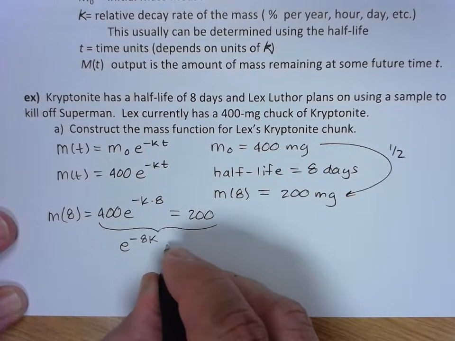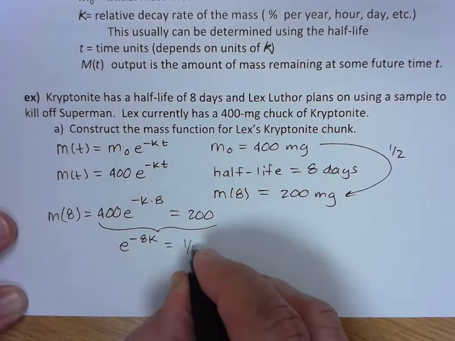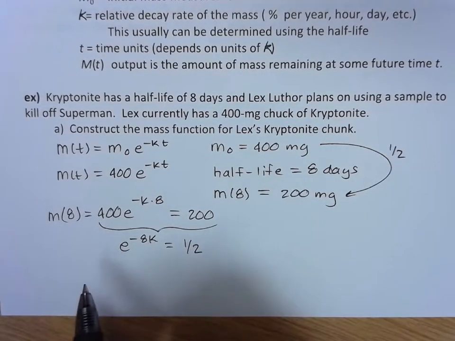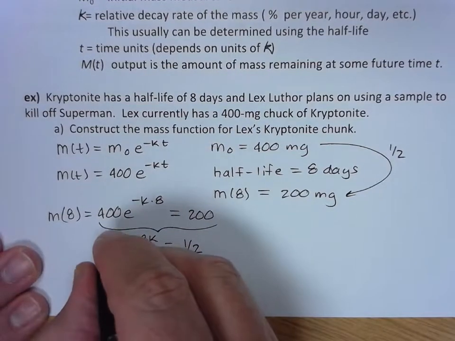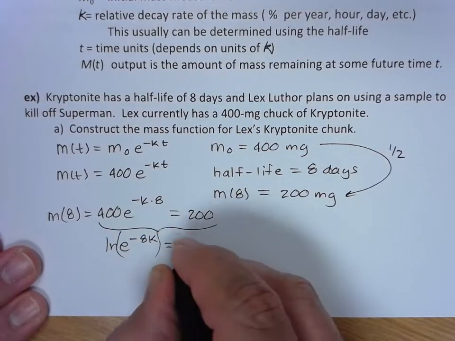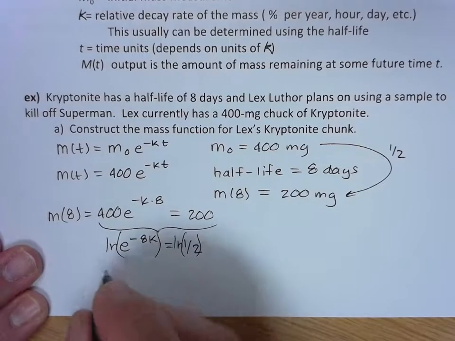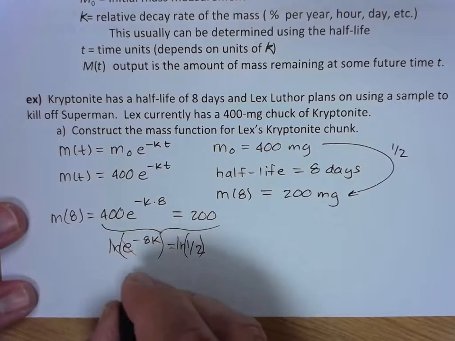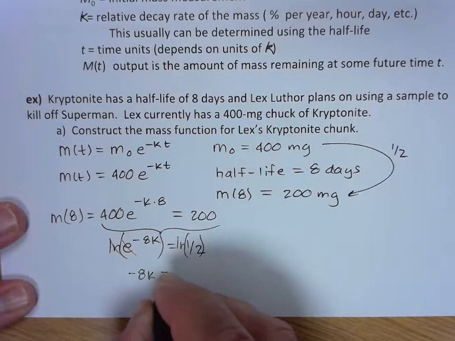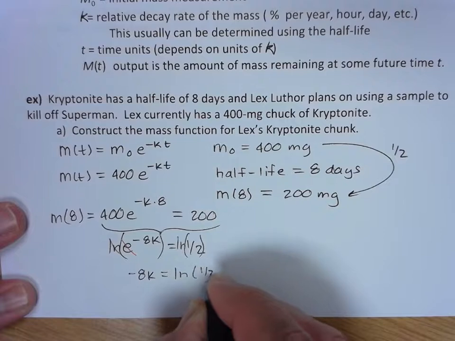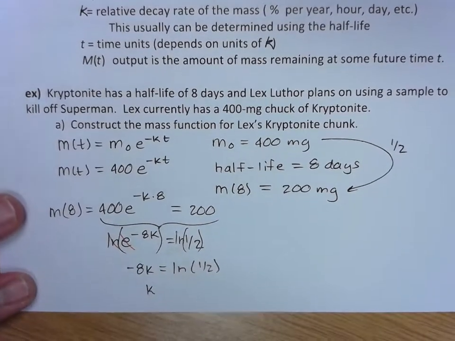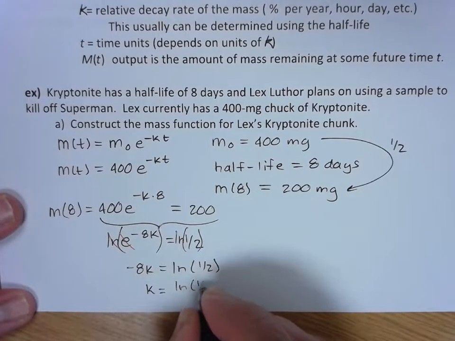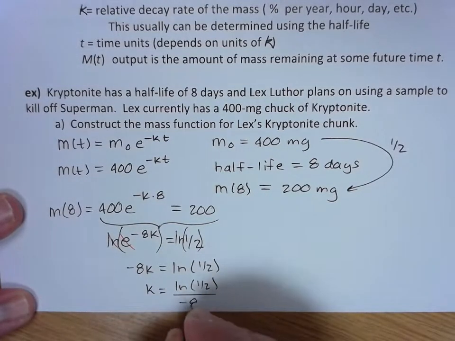Divide both sides by 400 to get that e exponent by itself. So e to the negative 8k equals, well, it'll always equal 1/2 whenever you're using the half-life, dividing 200 by 400. And then I want to take the natural log of both sides. So natural log of this equals natural log of 1/2. And again, there's your cancellation property that happens so much with these equations. Negative 8k will be the natural log of 1/2. So my value of k for this particular isotope for the mass model is going to be natural log of 1/2 divided by negative 8.